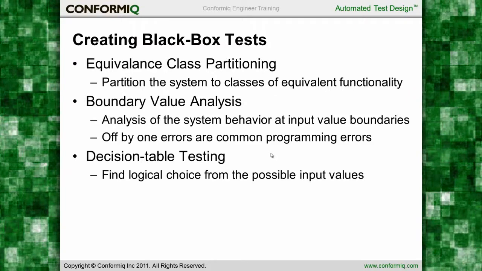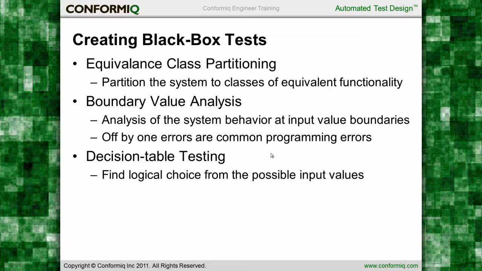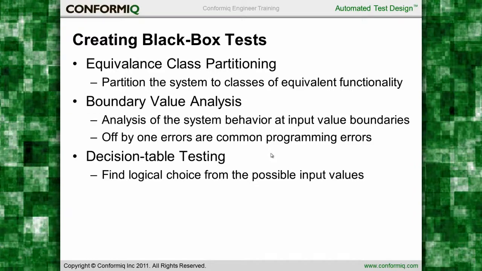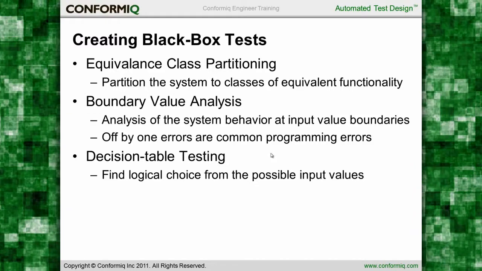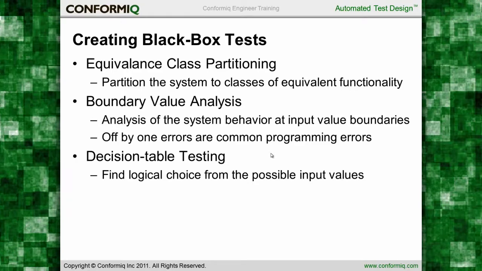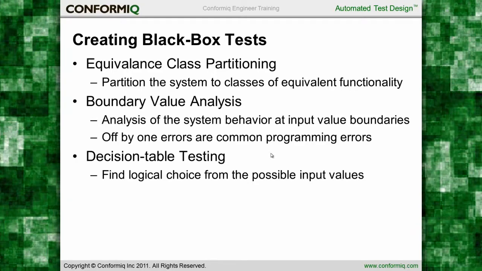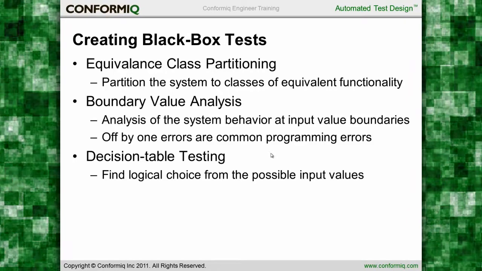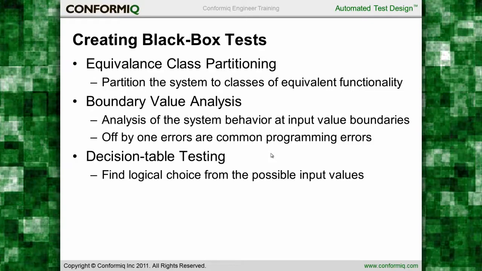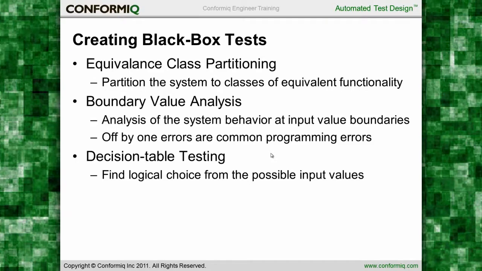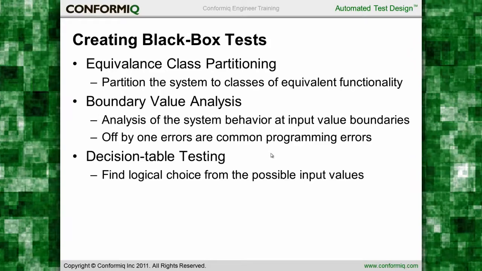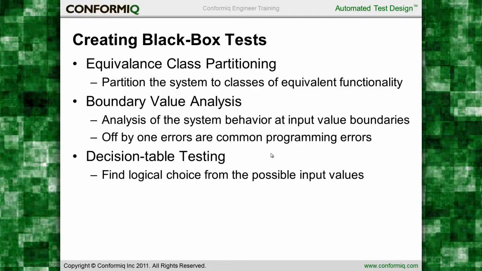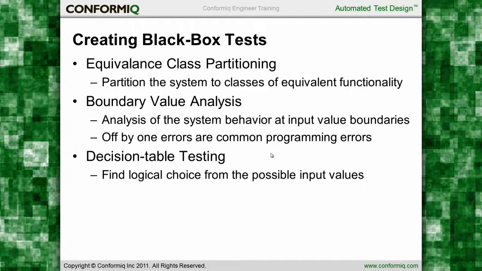A bit more fine-grained test design heuristic is boundary value analysis, where you look at the different boundaries of the conditions and then based on that generate test cases that exercise the system on the different sides of these boundaries. And the reason this is an important test design heuristic is that off-by-one errors around such boundaries are a very common programming error.